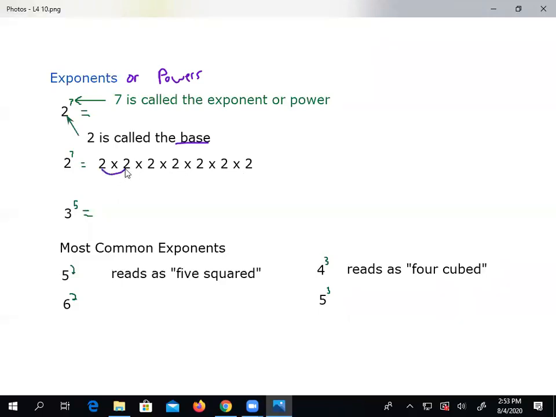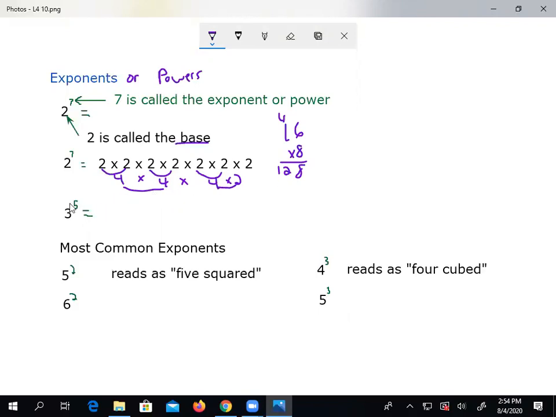And if I do that math, we know that 2 times 2 is 4. 2 times 2 is 4. 2 times 2 is 4. And we have another times 2. So I have 4 times 4, and I have times 2. Well, 4 times 4 is 16. And 4 times 2 is 8. So what I'm left with is 16 times 8. 8 times 6 is 48. Carry my 4. 8 times 1 is 8, plus 4 more makes 12. So the answer would be 128. So 2 to the 7th power is 128.